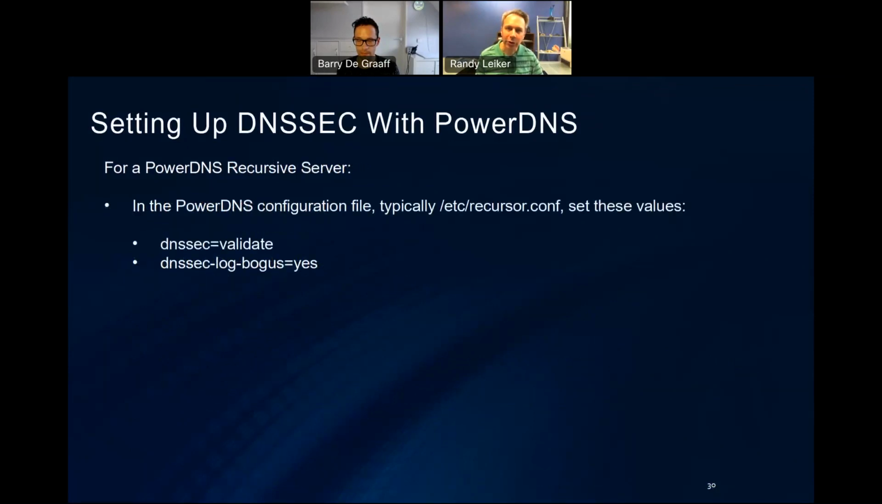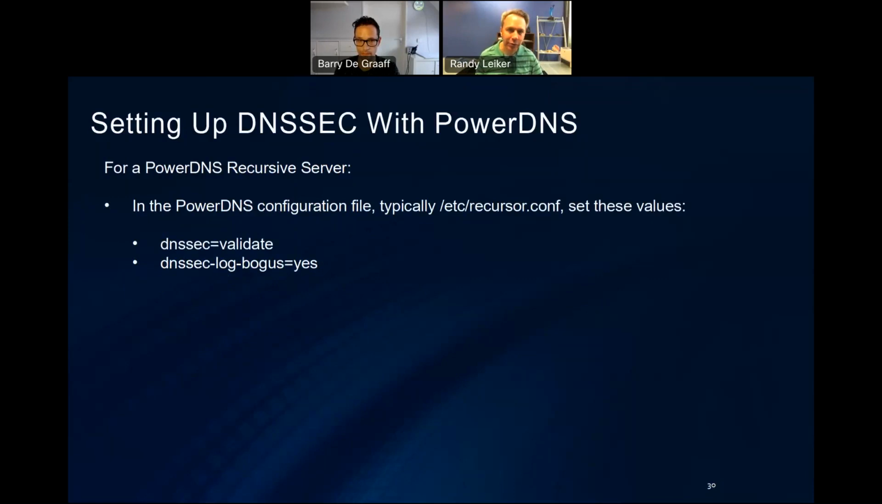And when you're using the PowerDNS recursive server, because again, remember this is a separate server, separate package from the PowerDNS authoritative server, you're going to basically need to do a fairly simple change here. You're going to need to open up your configuration file. It's typically in the /etc/recursor.conf file. And there are 2 settings that need to be set as shown on the slide.